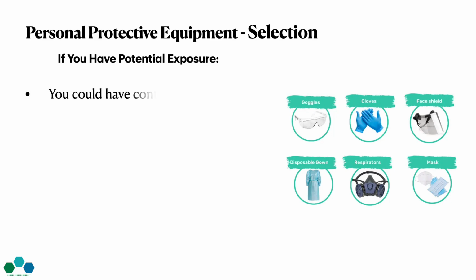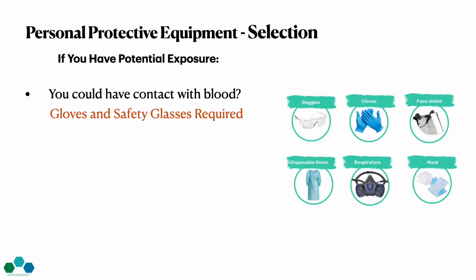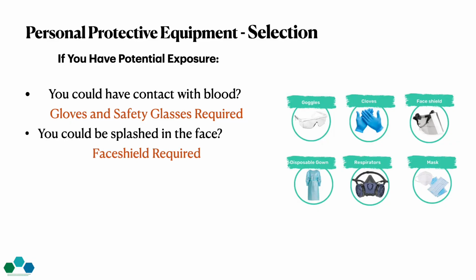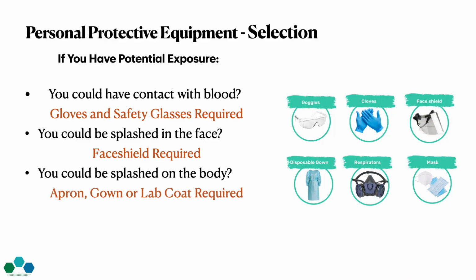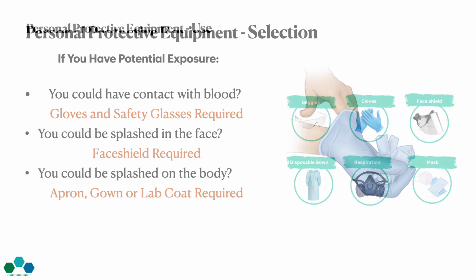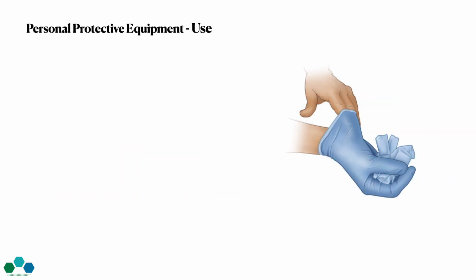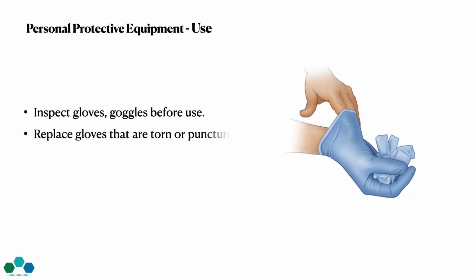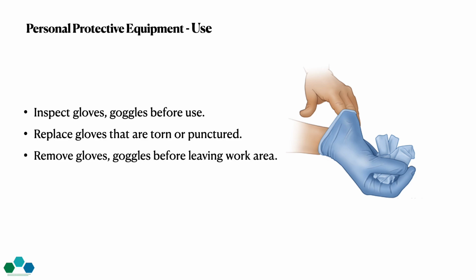When you have potential exposure and you could have contact with blood, gloves and safety glasses are required. If you could be splashed in the face, face shields are required. And if you could be splashed on the body, an apron, gown, or lab coat is required. Using personal protective equipment means that you should inspect gloves before use, replace gloves that are torn or punctured, remove gloves and goggles before leaving the work area, and wash hands immediately after removing gloves.